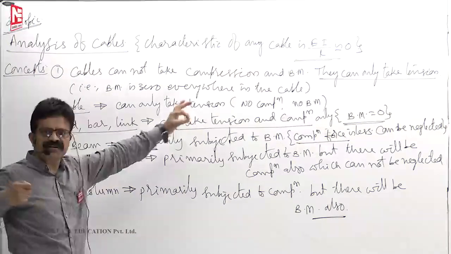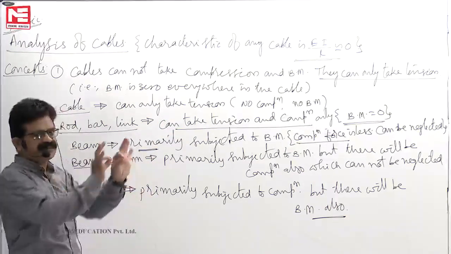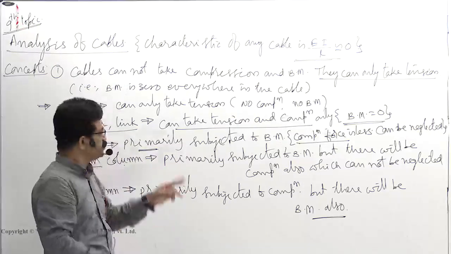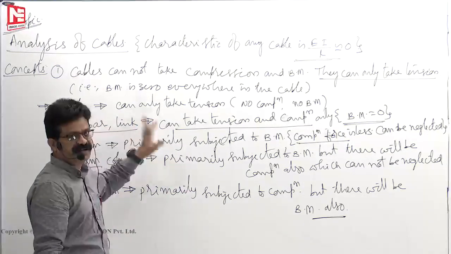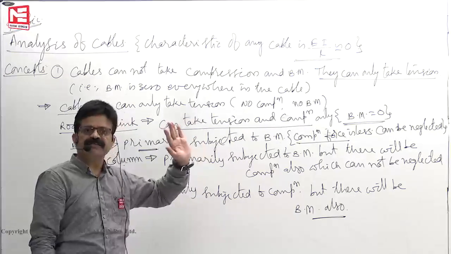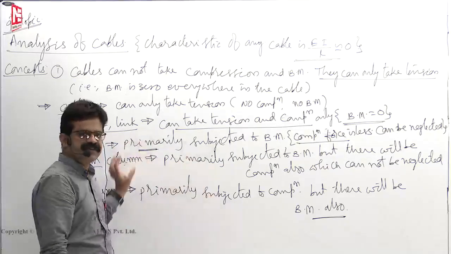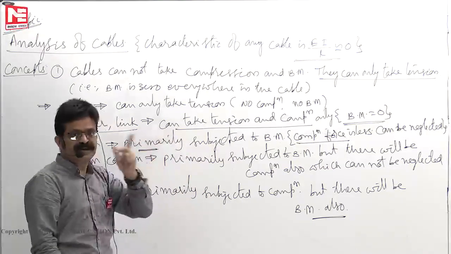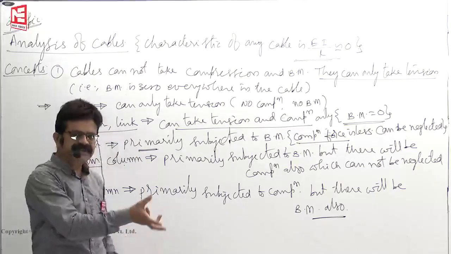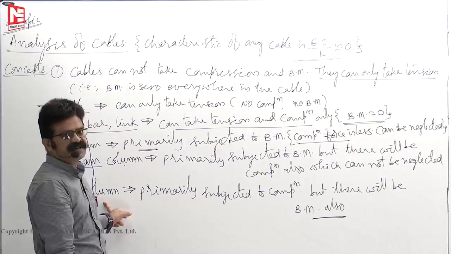A cable is very long, so flexible. It cannot take bending moment, cannot take compression, only tension. If it can take tension and compression both, then we call it a rod or bar or link. If it takes only bending moment where you can neglect compression, it is called a beam. If you cannot neglect compression, it is called a beam column. Column means mainly compression, but there can be moment also. Such members we call columns.